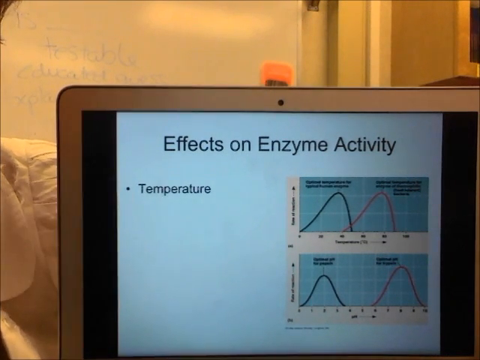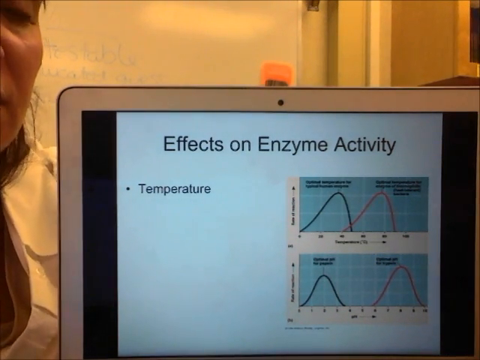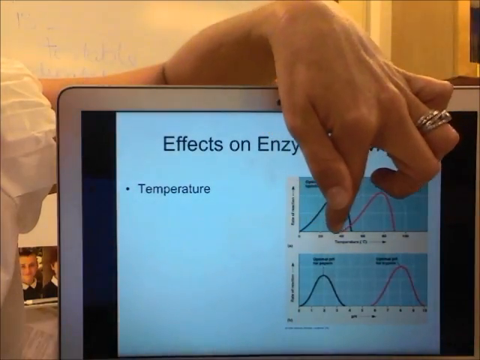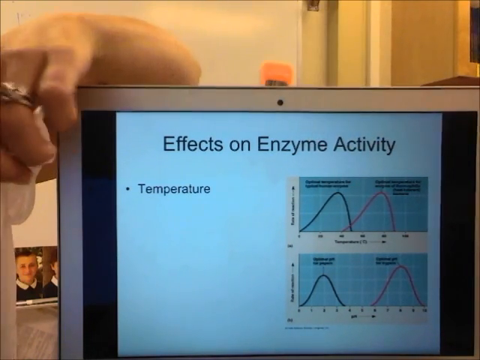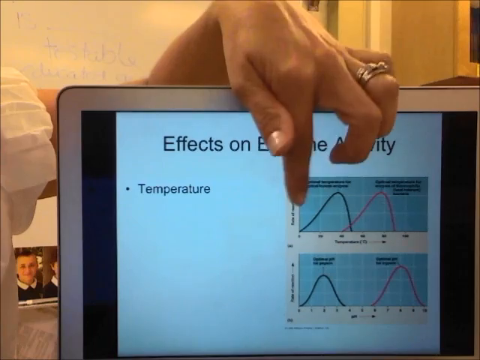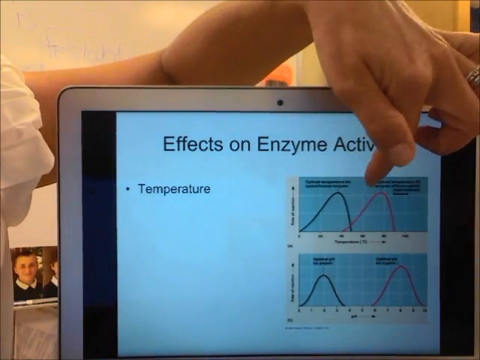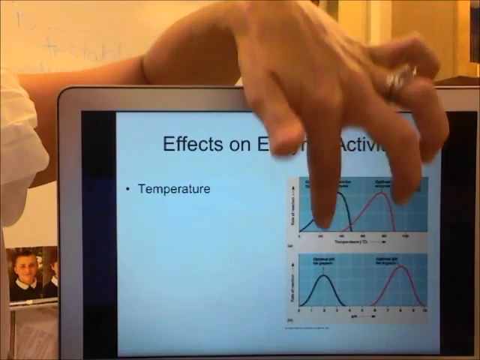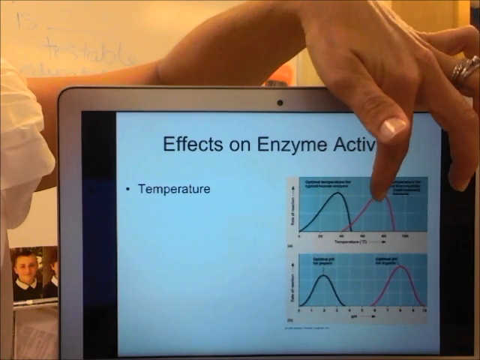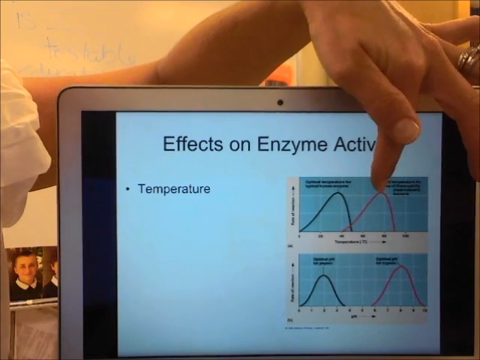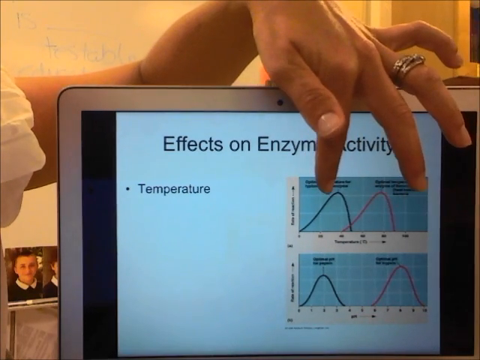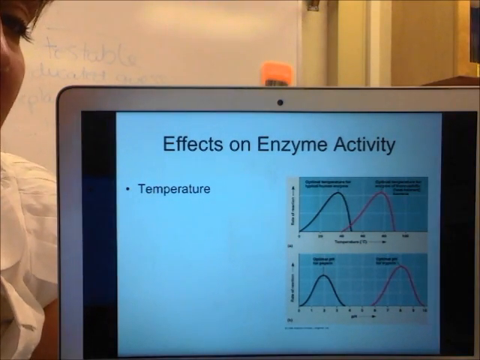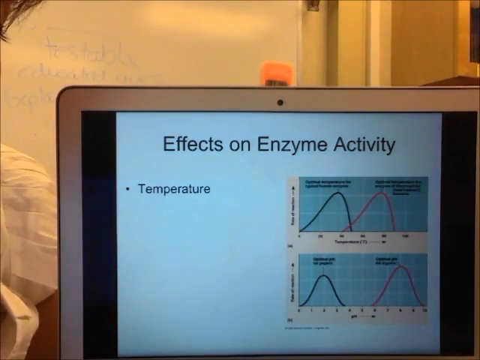Now, there are things that will affect an enzyme, and that becomes very important as we move forward. Temperature is a major one. If you look at this top graph, the optimal temperature for human enzymes is 38 degrees Celsius, or about 98.6 degrees Fahrenheit. Whereas these are high temperature bacteria found in hot springs, and the optimal temperature for these bacteria is roughly 78 degrees Celsius. These bacterial enzymes would not function well in our bodies, and our body enzymes would definitely not function well in a hot spring. So temperature has a major effect on how enzymes do their job.